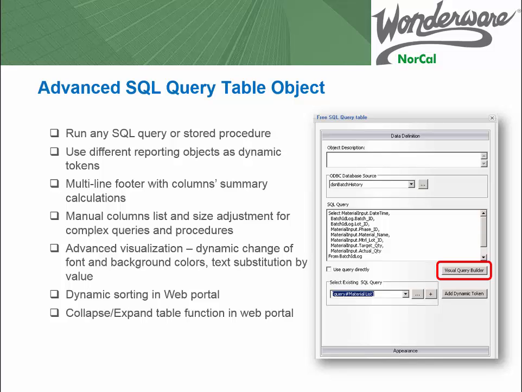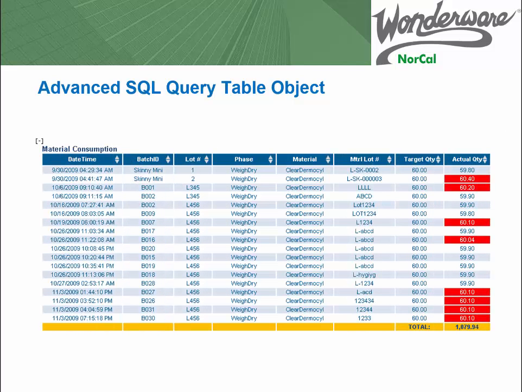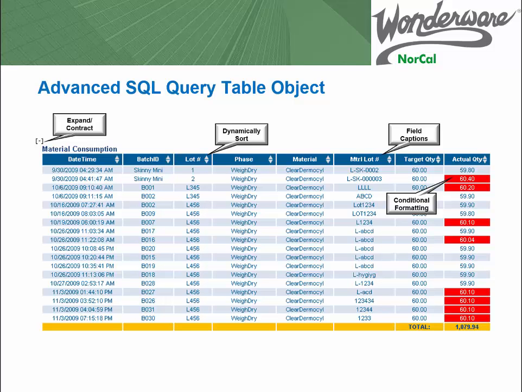Additionally, conditional and dynamic font and background colors, as well as conditional text substitutions, are enabled. A multi-line footer can be added to the table, and if used in a web report, we can take advantage of the new features presented earlier. Here we see the results of the new SQL table object, where we can expand or collapse the table, replace field names with meaningful captions, dynamically sort the rows by clicking on any field, change the background color if the actual quantity reported exceeds 60 in this case, and sum the actual quantity in a table footer.